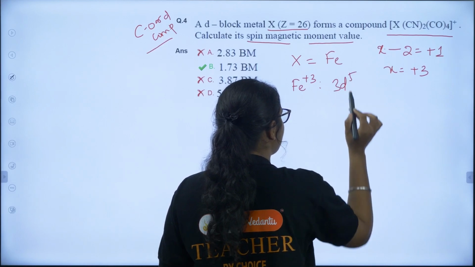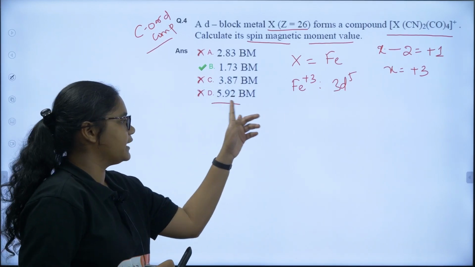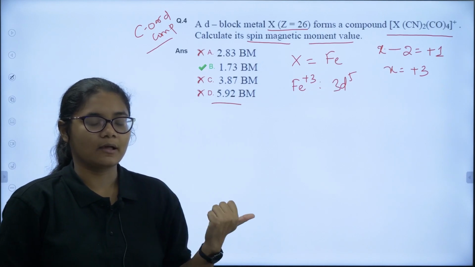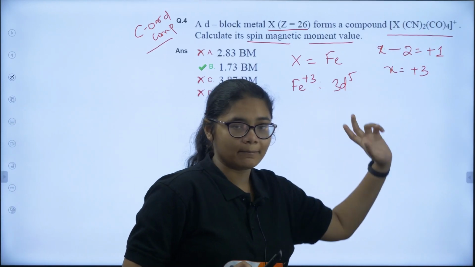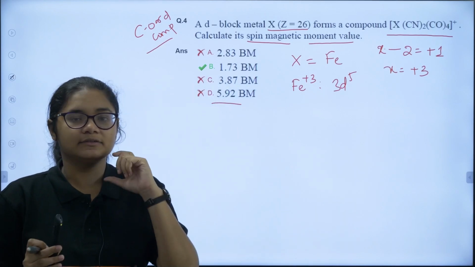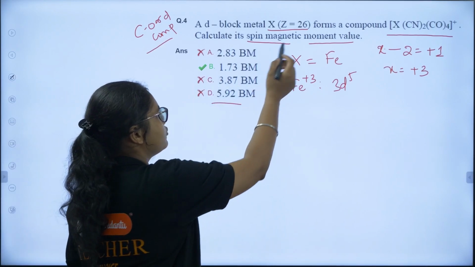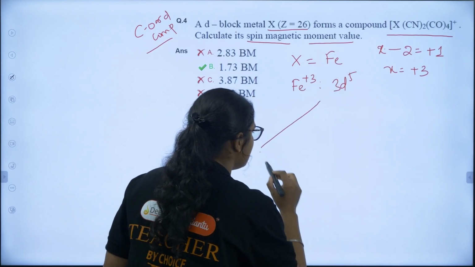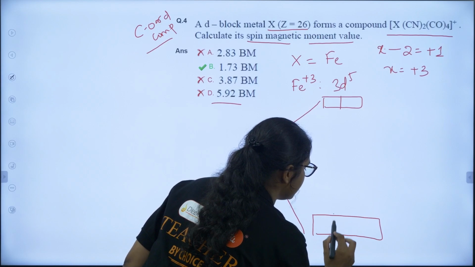Now you might think 3d5 means 5 unpaired electrons and the magnetic moment will come around 5.92. But you have to see the question is asked in this compound. So Fe is with the ligands. When it is with the ligands, there will be splitting of d orbitals, and both are very strong ligands. So the splitting will be more, and pairing of electrons will take place.